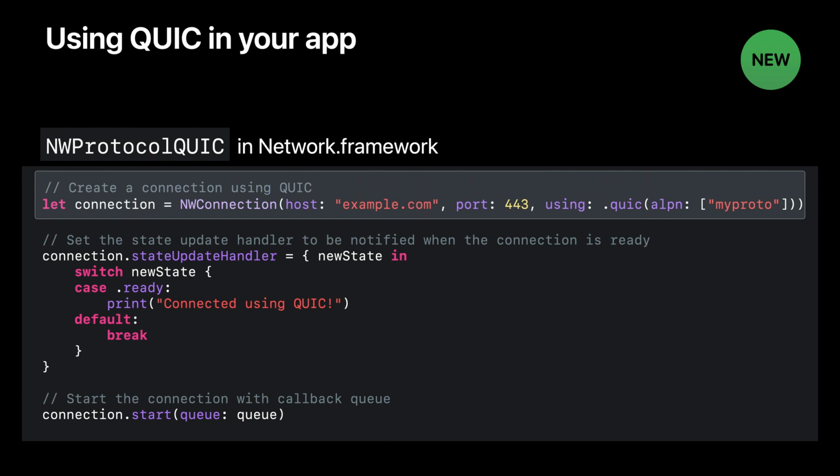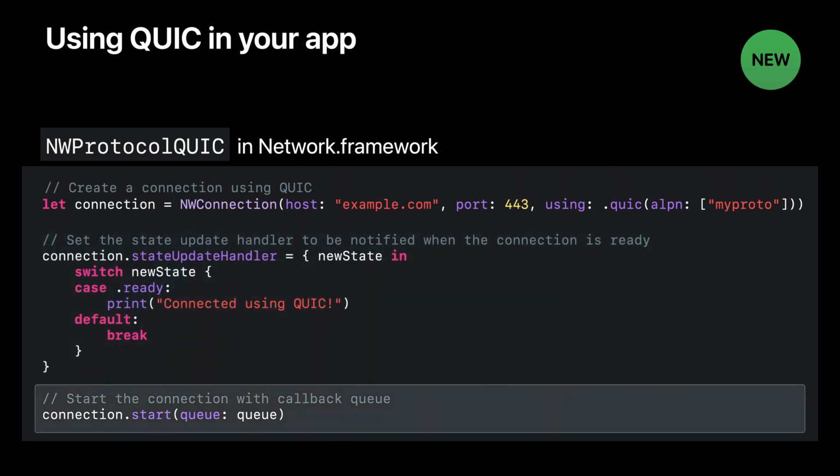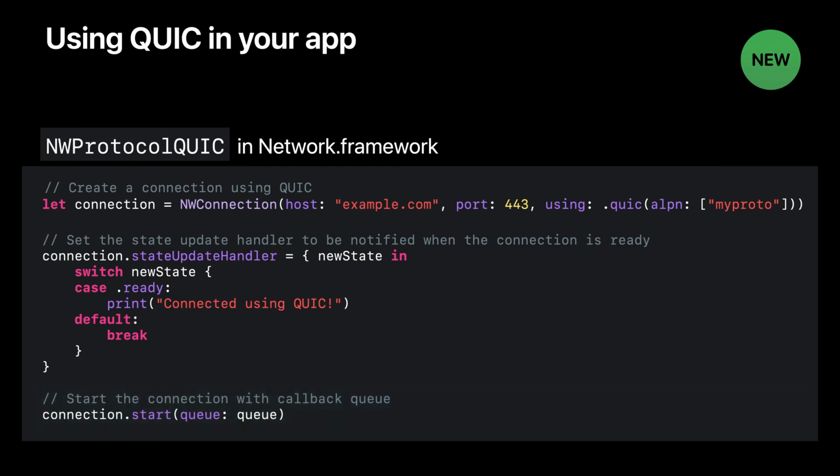Creating a connection that uses QUIC is very familiar. Simply provide your endpoint and the newly available QUIC parameters. These parameters specify the ALPN string, the application layer protocol to negotiate with the server. Set a state update handler, just like usual, to be able to respond as the connection makes progress and becomes ready. And finally, start your connection on a dispatch queue that you'd like to use for those state updates and other callbacks.